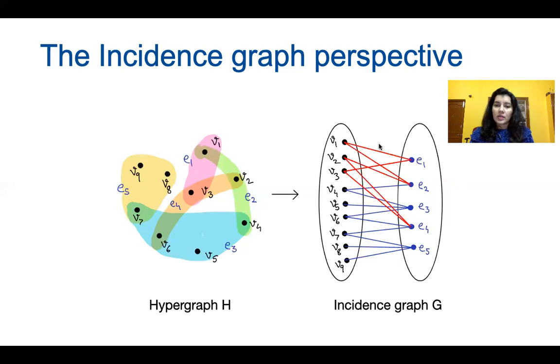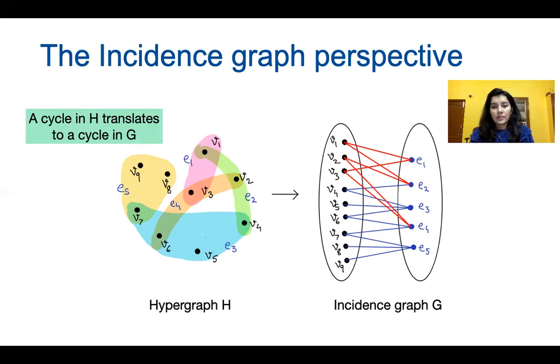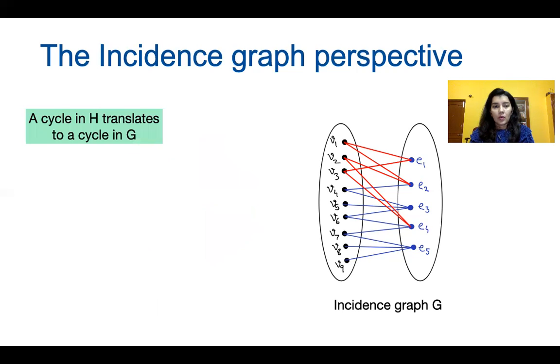Now there's something interesting that happens here, which is that if there is a cycle found in the hypergraph, we actually find a cycle in the incidence graph as well. So basically a cycle in H translates to a cycle in G. Now, since we have the incidence graph with us, what do the two variants of deletion translate to?